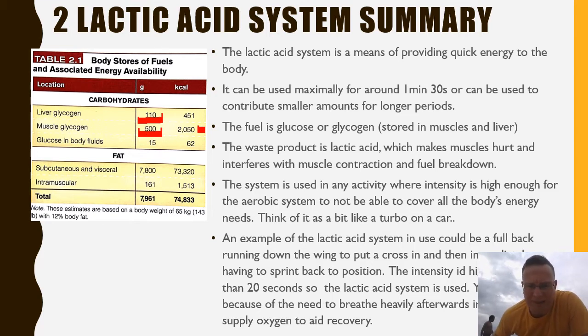An example of the lactic acid system in use could be when a fullback running down the wing to put a cross in then has to sprint back to position. The intensity is high and longer than 20 seconds or so. So the lactic acid system is used. When you stop, you'll show you've used one of your anaerobic energy systems by your breathing rate remaining very high.